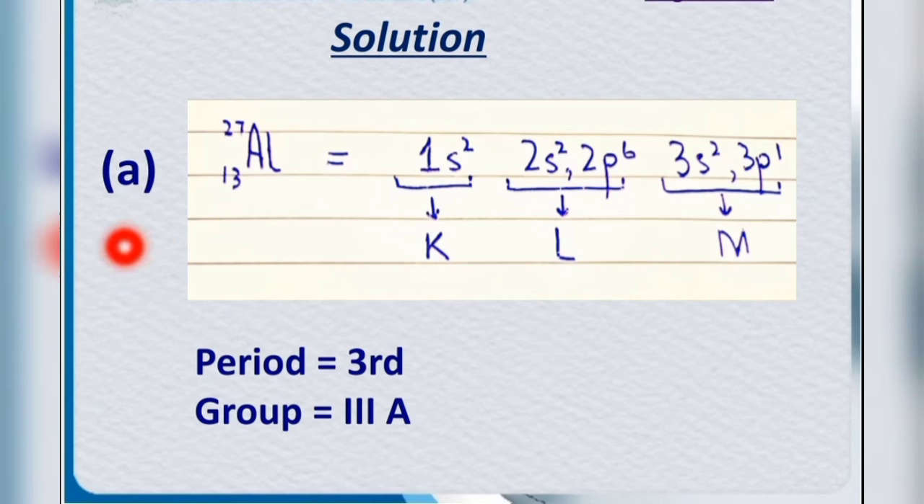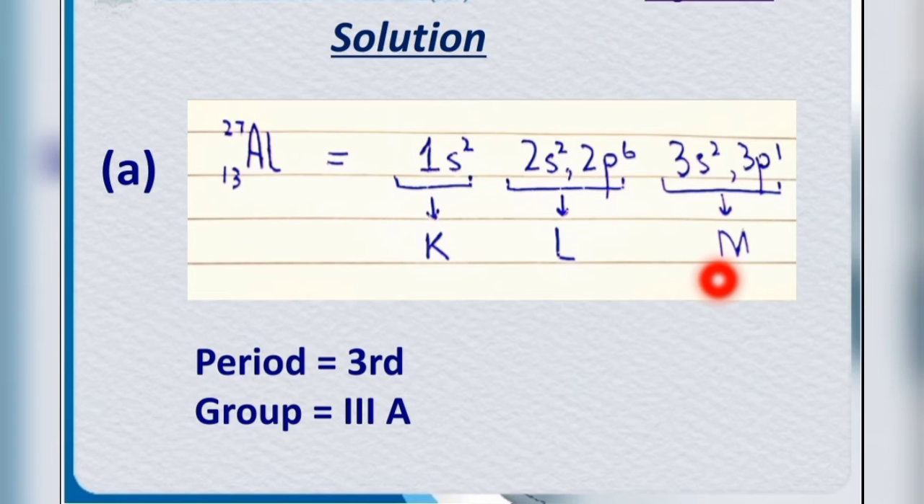Solution of part A. Aluminium has a total of 13 electrons. First of all, we have to write the electronic configuration. And the electronic configuration of aluminium is 1s2, 2s2, 2p6, 3s2 and 3p1. Students, remember I told you that if n value is 1, shell is K. If n value is 2, shell is L. And if n value is 3, shell is M.